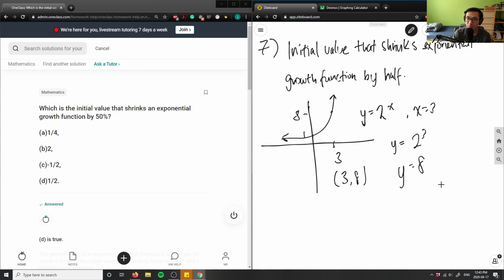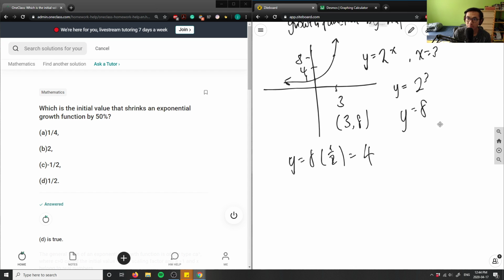So let's say y equals 4. If I'm shrinking it by half, I'm taking the y value and multiplying by half to get 4, right? So at 4, what is the initial value that shrinks an exponential growth function by 50%? So I have to solve for where y equals 4 would be here. In this case, I'm solving for my x value now.